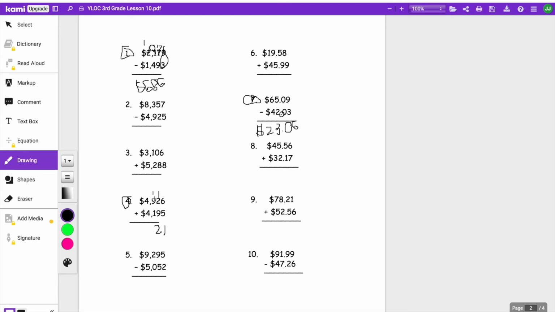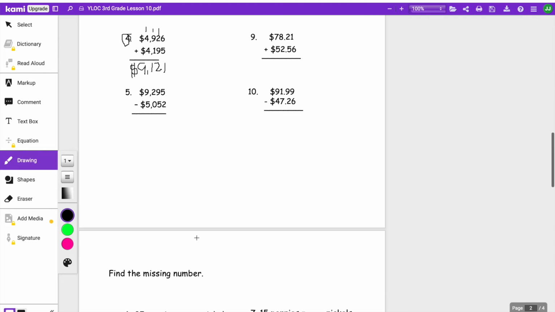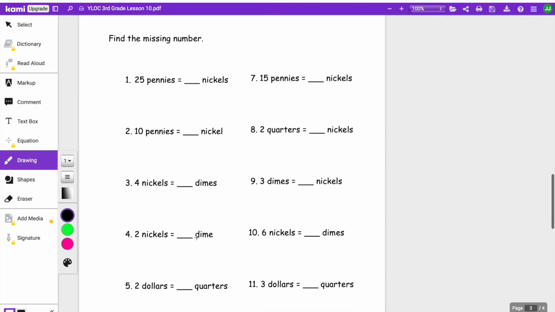So this would be 9 plus 1 plus 1, which would be 11. So you put the 1 up here. Now you do 4 plus 4 plus 1, which is 9. So, as you can see, your answer to this would be 9,121. And I guess you guys already know this, since you guys are very smart. So, I'd say let's move on down to finding the missing number.